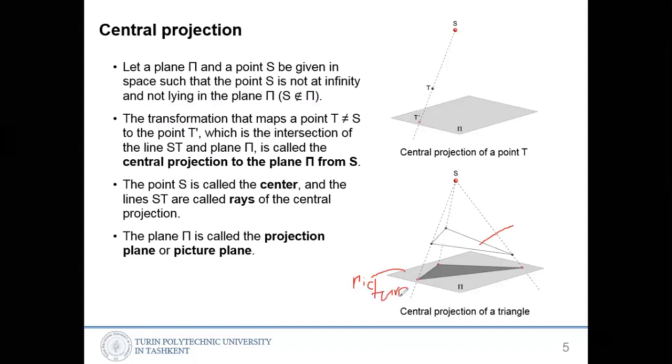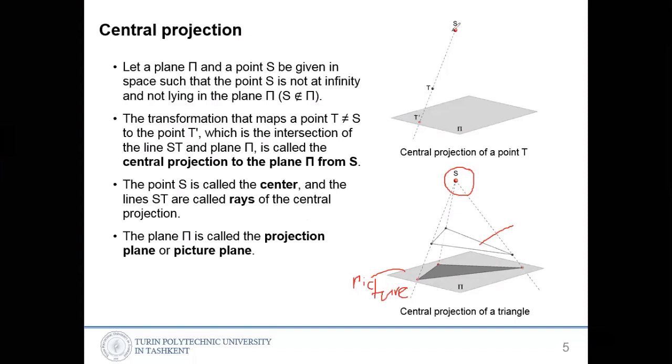So we are generating a kind of picture of this object. S is called the center, because of the center projection. So we are looking from this one, so your eye will be here, like if you look from the eye, and the lines ST.